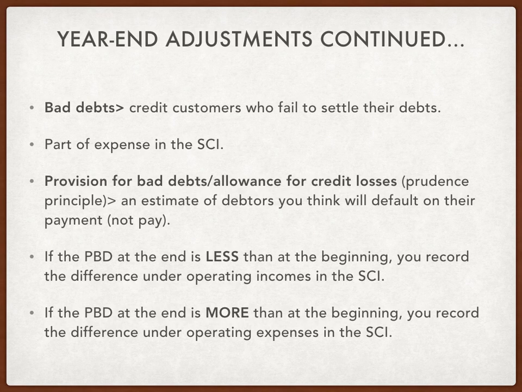You then have the part of your provision for bad debts which you record under operating expenses. How do you know this one you record under operating expenses? It's when the amount you have at the end is more than what you had anticipated at the beginning.